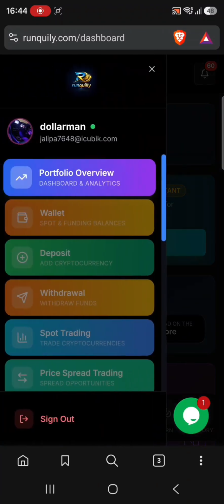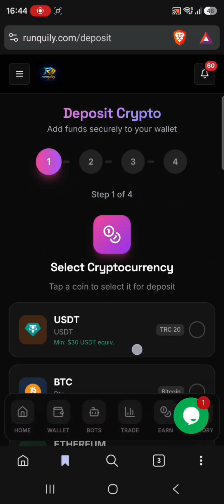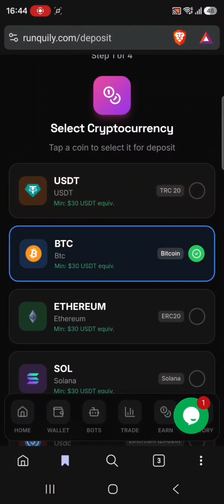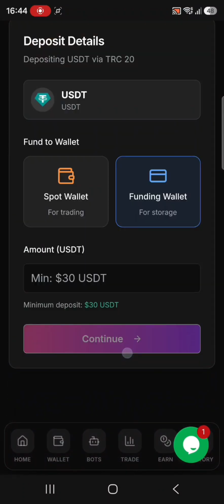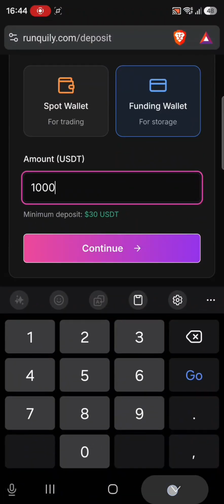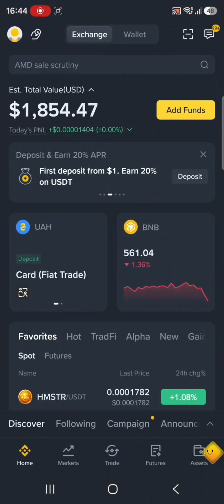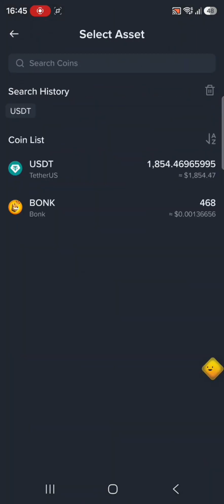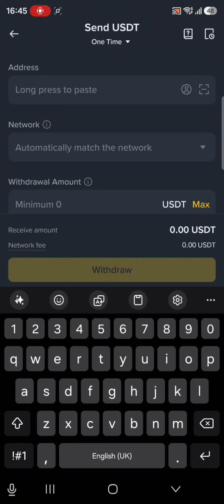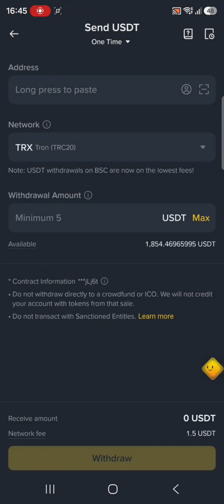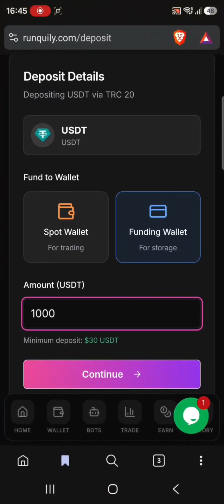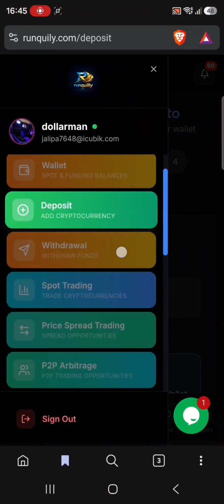So we'll get to it very fast. If you want to deposit, you know how to do it. Just click on the three dashes, click on deposit, choose your cryptocurrency. You can use USDT, then you continue, you enter an amount like 1,000. You go back to your Binance, you click on assets, then you click on send, you click on withdraw assets, you choose your cryptocurrency, you paste the address, you enter the network like TRC, you enter the amount max, you withdraw and confirm. Then we'll provide a screenshot in Tranquil afterwards.